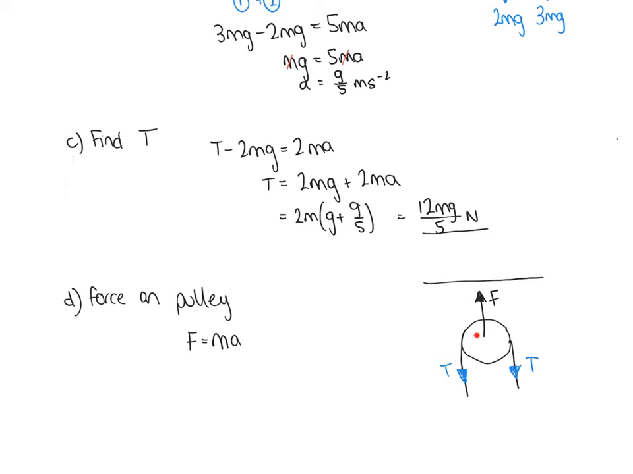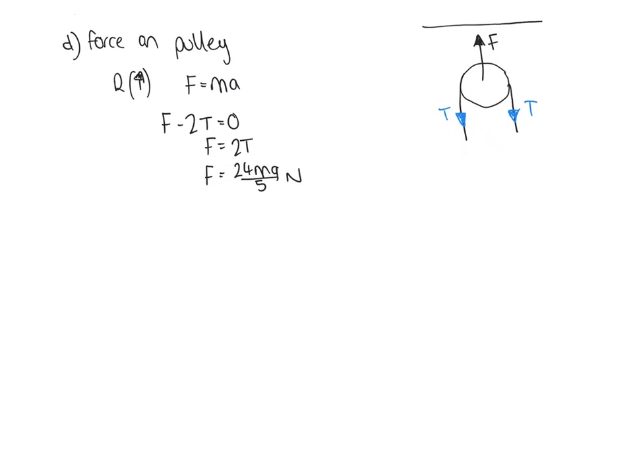So if we look at F equals ma for the pulley, let's take upwards as positive. What's happening? Well, it's staying still. It's not accelerating. So acceleration is 0. So this force upwards must be equal to 2 lots of T going downwards. We know that T is equal to 12mg over 5. So sub that in and we get 24mg over 5.